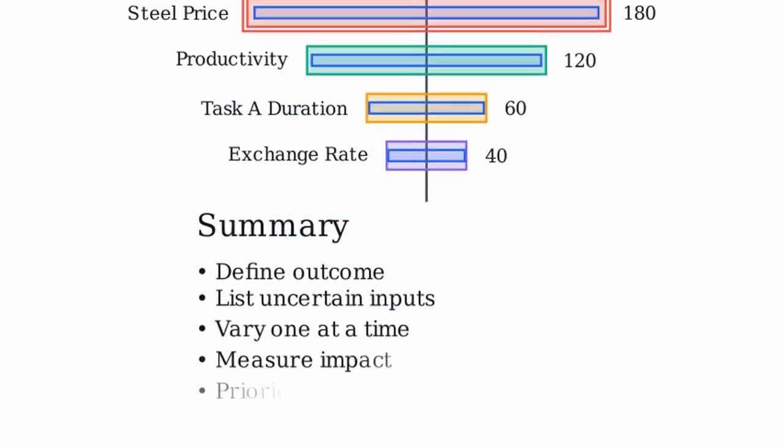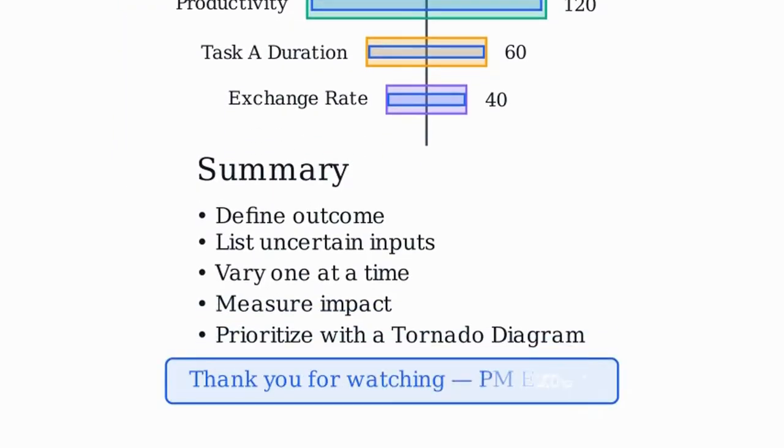Summary. Define the outcome, list uncertain inputs, vary one at a time, measure impact, and use a tornado diagram to prioritize. Start with the biggest bar.